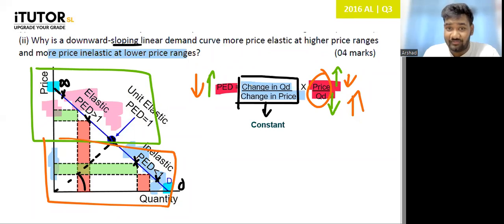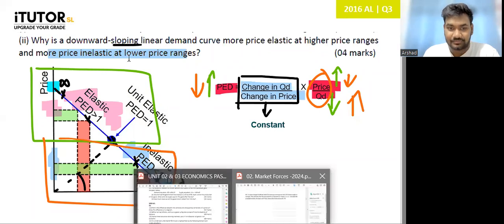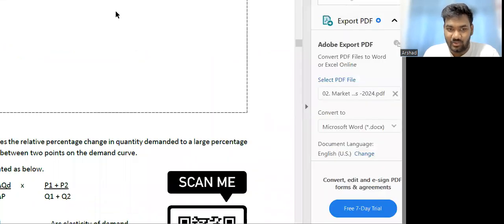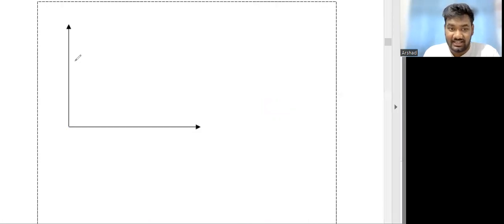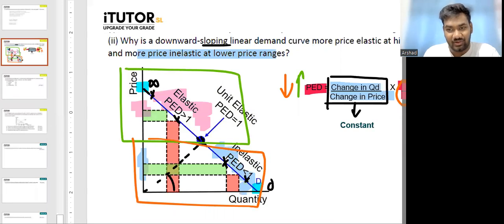If you were a part of my theory or revision class, go to your tute. In one place, we do this calculation. I remember teaching you all at each and every point, we calculate PED, and then I show you how it changes. So if you have that recording, I think we would have done unit number 2 long ago, but the recording is still available. You can always go and watch and look into that.